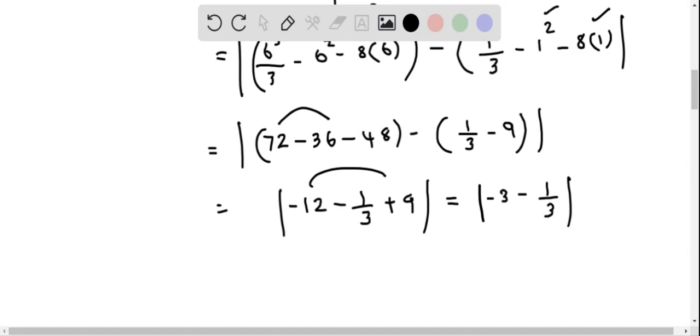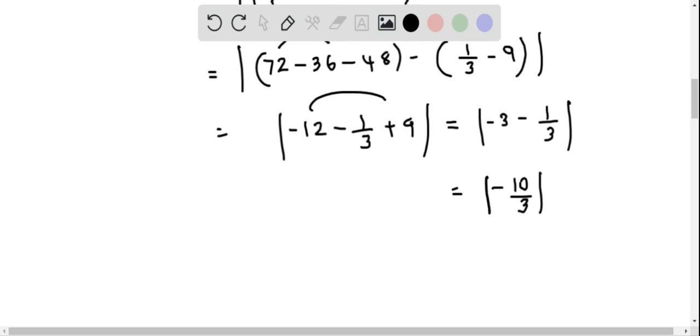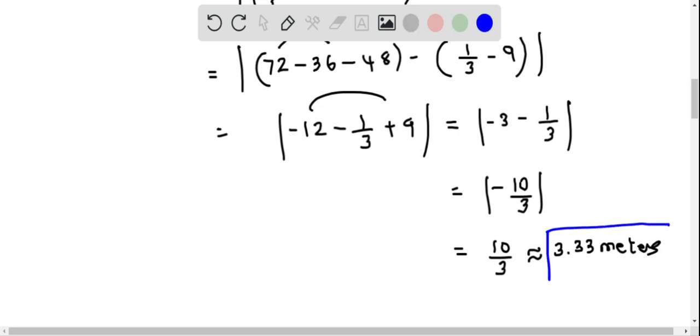So when we simplify this fraction, we get negative 10 over 3. That is inside the absolute value. And the absolute value of negative 10 over 3 is positive 10 over 3. And this is approximately 3.33 meters. So we found the displacement of the particle over the interval 1, comma 6, which is 3.33 meters.